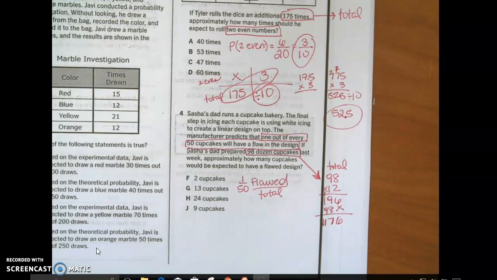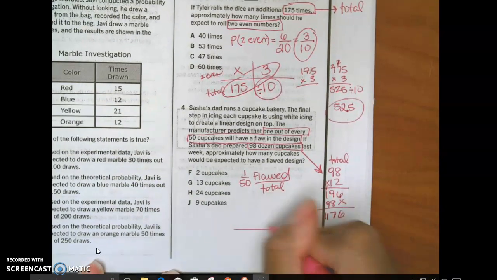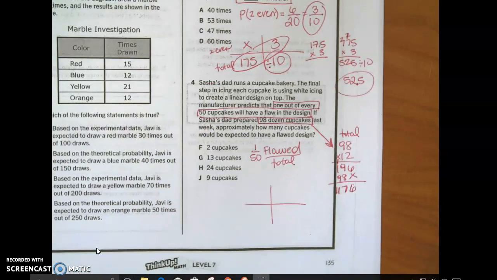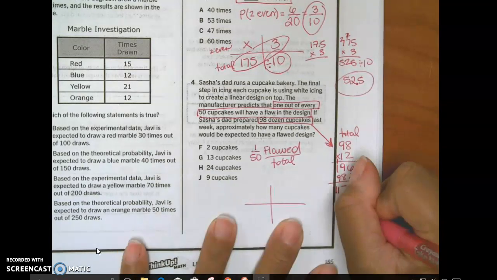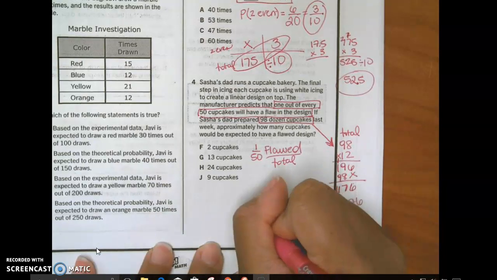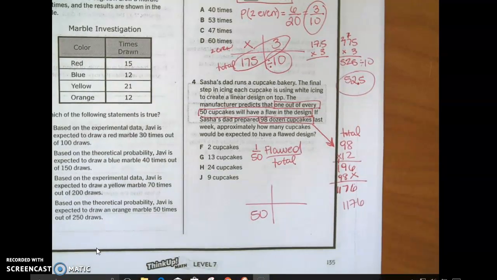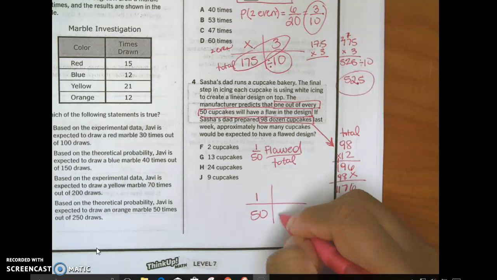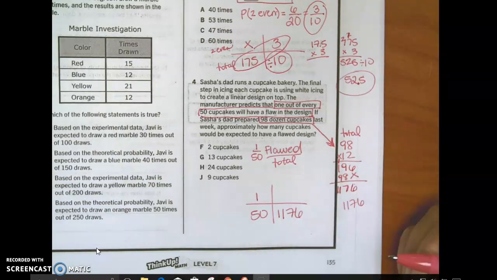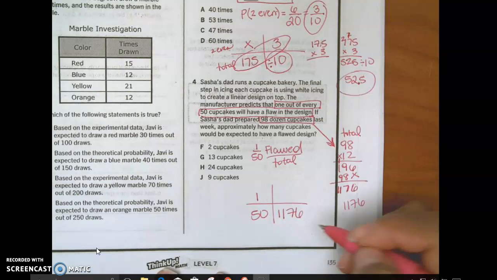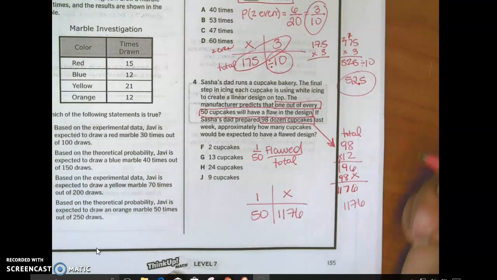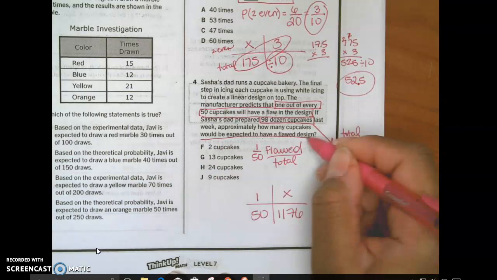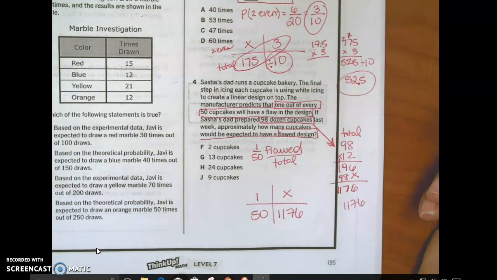Okay, 1176. What do I need? A proportion. What goes where? 50 goes to the bottom. 50 is another total. What goes with 50? 1,176. Goes where? Total. Bottom. A total. It goes on the bottom. What goes on top of that 1176? X. It is a lot of cupcakes. I want to know how many will be flawed. First of all, you read the question. Second of all, now what?